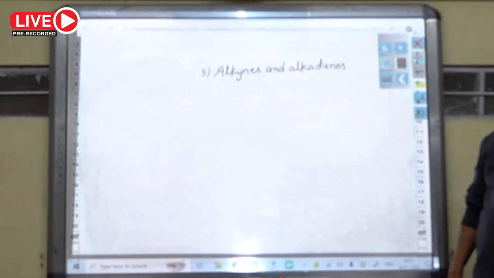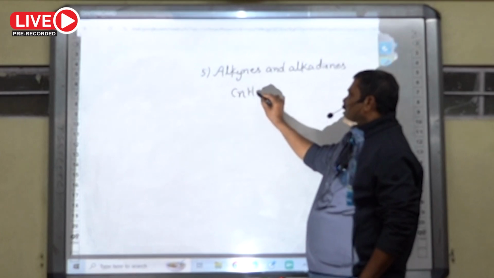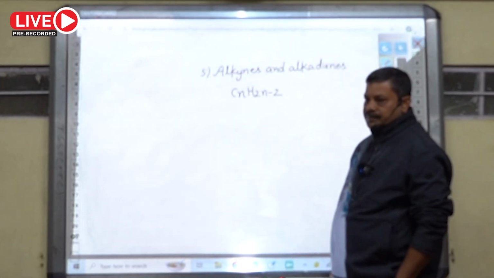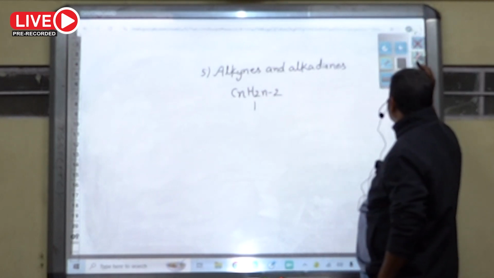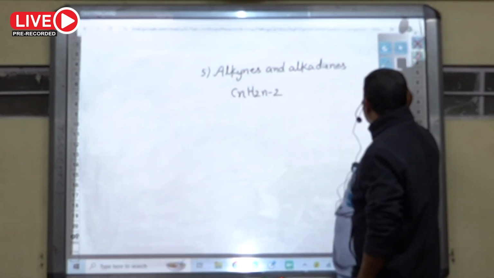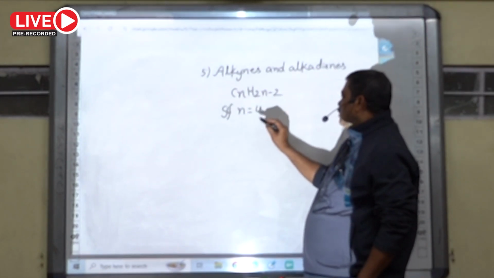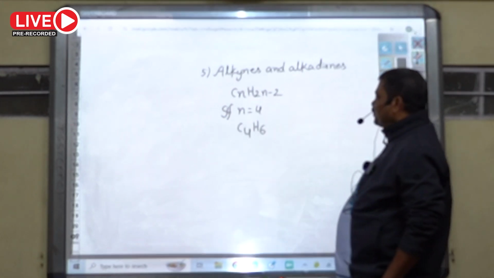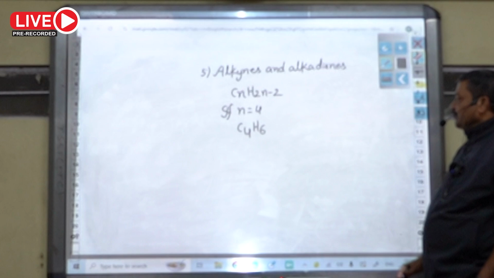Represent functional isomerism. Example, the general formula of alkyne is CnH2n minus 2. You all know. With this, you can write, if n is equal to 4, C4H6.